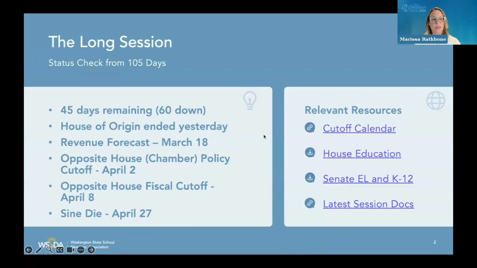So just a little overview and update as it relates to the 105-day session that we are currently in. There are 60 days behind us and 45 days remaining in the regular session. There is still some rumor, and will remain to be a rumor until it is a fact, whether or not we will sine die or end the legislative session on April 27th, or if there will be a special session.